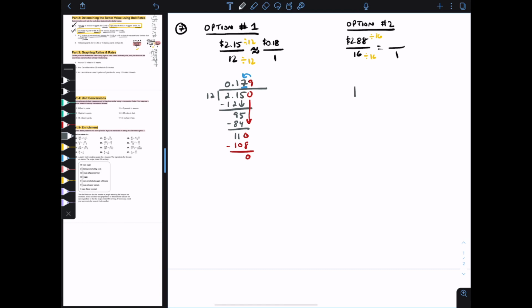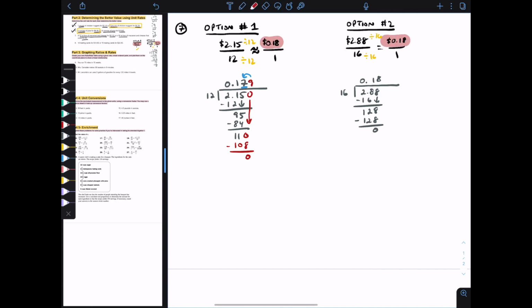If we look at the one on the right, option number 2, we take our $2.88 and divide that by 16. This is less than $1 as well. 1 times 16 is 16. We're left with a 12, and bring down the 8 here. And how many times does 16 go into 128? I'm thinking probably something like 8. I think that's exactly right. Yeah, 8. 8 times 16 is 128. And if you weren't sure, just multiply it out and do some work on the side. But that's going to be exactly 18 cents per 1. What are we talking about? 1 ounce of mac and cheese. Okay.